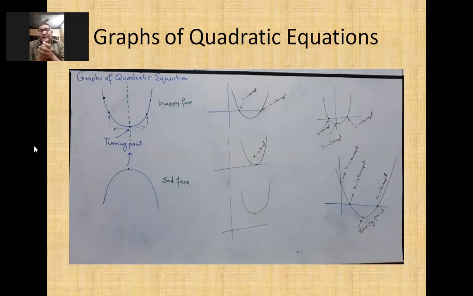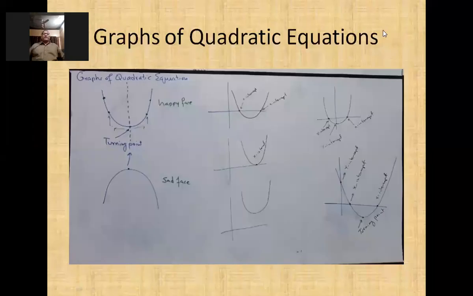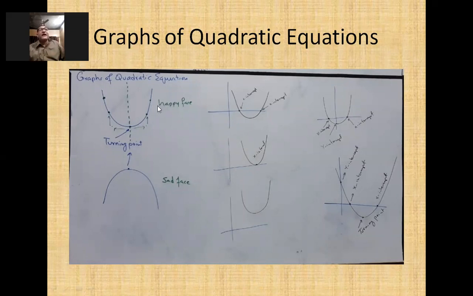So here, the first thing which you should know is that whenever you draw the graph of a quadratic equation, it always makes the shape of a parabola. A parabola is that U shape. That parabola can open upward, and it can also open downward. Sometimes these parabolas open upward, we call this a happy face. Sometimes these parabolas open downward, we call it a sad face.